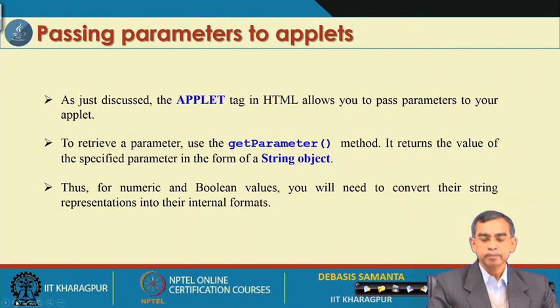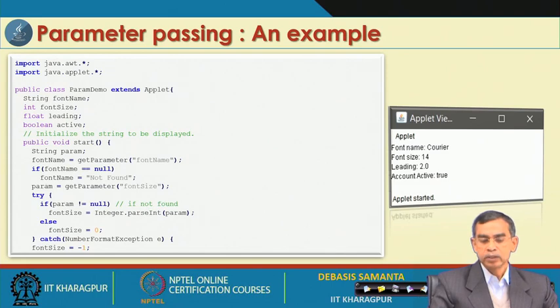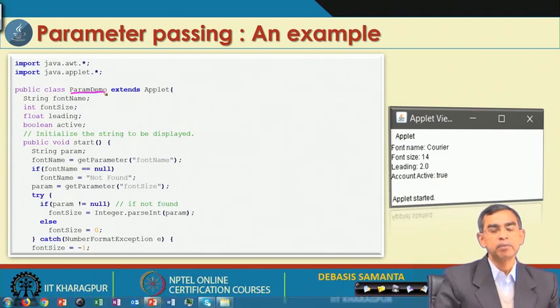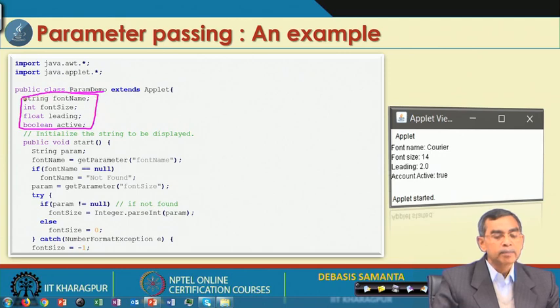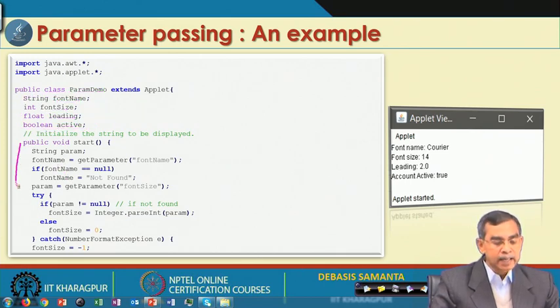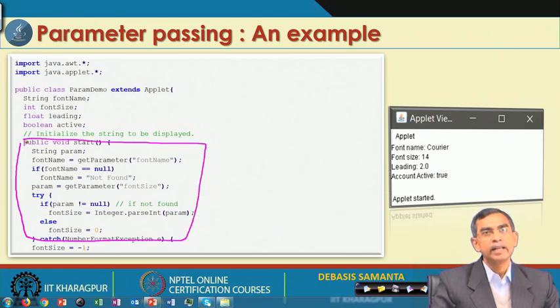Here is the applet code which looks like this. Here, if you see, ParamDemo is the name of the applet which we are going to demo, and these are the different parameters, the fields of this class, like font name, font size, leading, active. All these are variables as we have declared in a class. So, these are class members, and here you see the start method. Either in the start method or the initialize method, you can read the value.